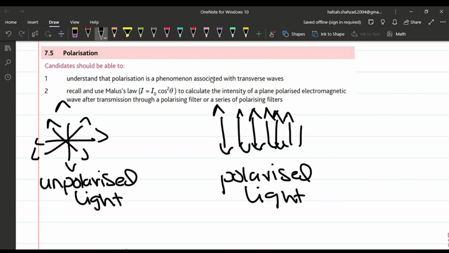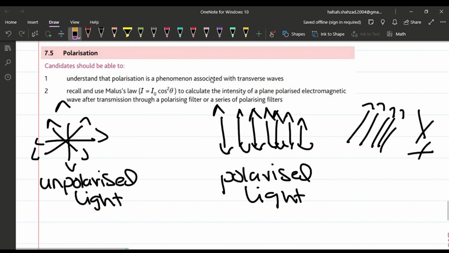right? Or let's suppose we take this diagonal. So all the particles are moving in diagonal direction. There isn't any particle moving in vertical direction or in horizontal, no. All the particles are moving in a specified similar direction. They all are orientated in the same manner, and that's an example of a polarized light.